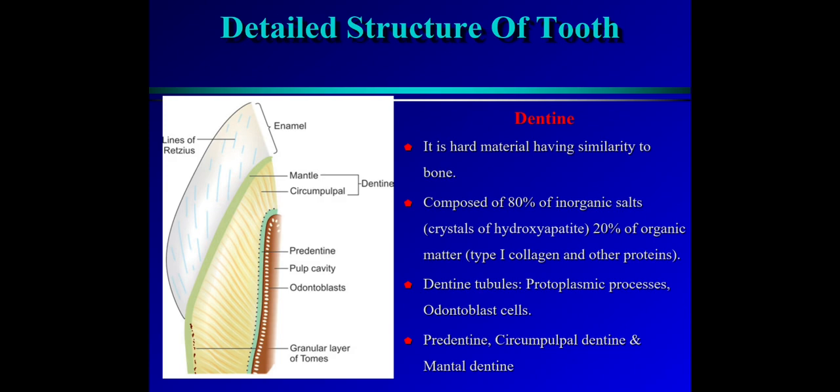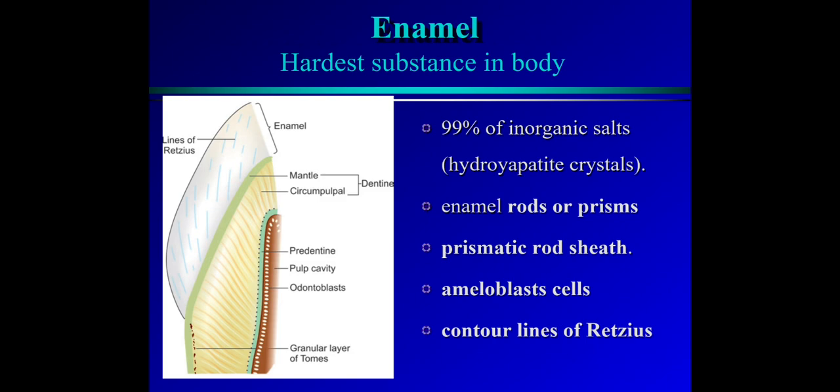Now we'll go to the next structure, that is the enamel. The enamel is the hardest substance present in the body. It is harder than the bone. It is hardest due to the presence of 99% inorganic salts within it. These inorganic salts are in the form of hydroxyapatite crystals.